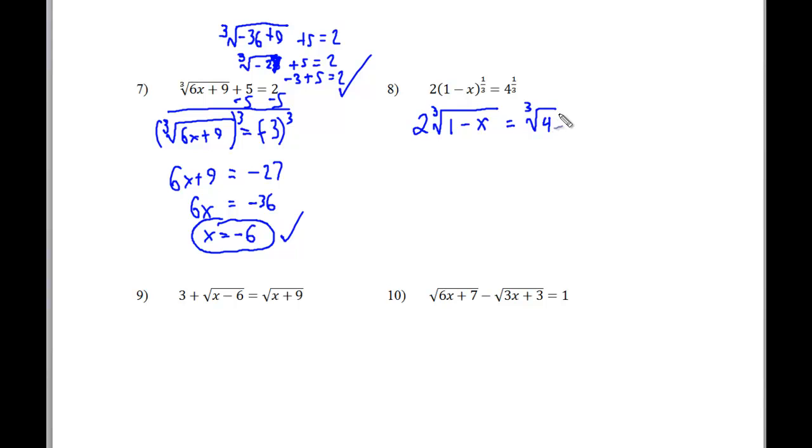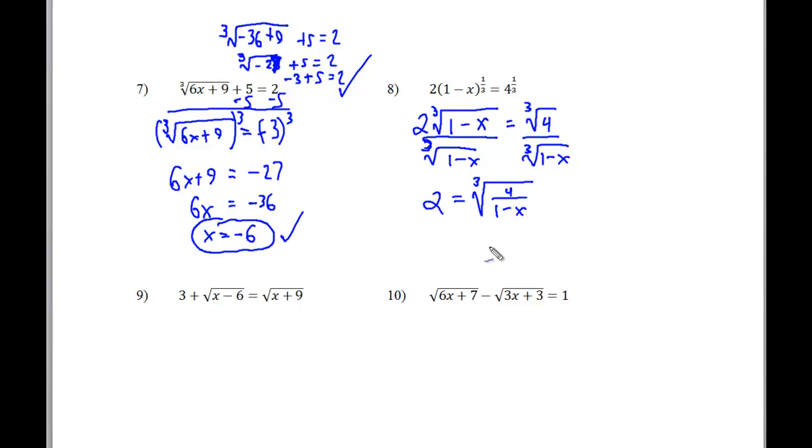Now here's what's funny, because I'm going to first of all divide both sides. Now you would think that you would divide both sides by 2, but in fact I'm going to divide both sides by the cubic root of 1 minus x. See, I want to get my radicals all over to one side of the equation. So now what I have left here is 2, and I have here, using my quotient rule, 4 divided by 1 minus x.